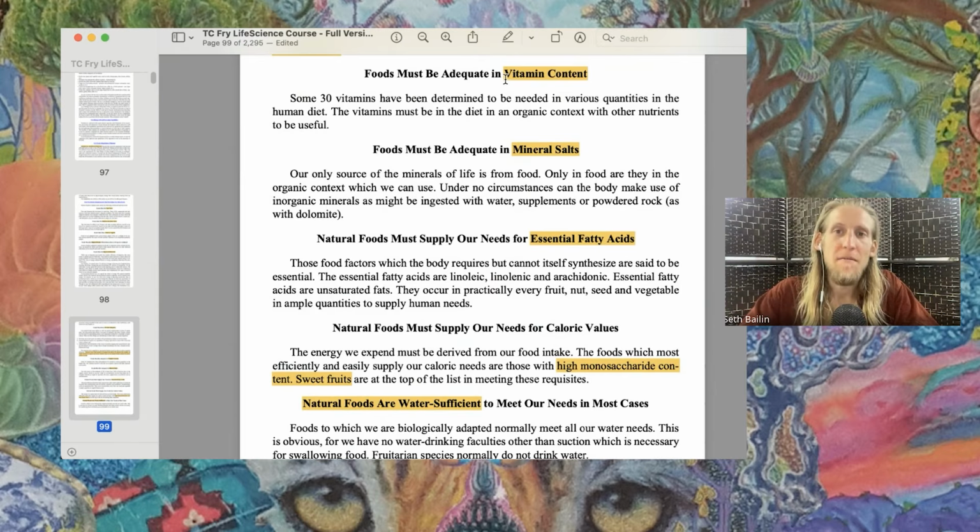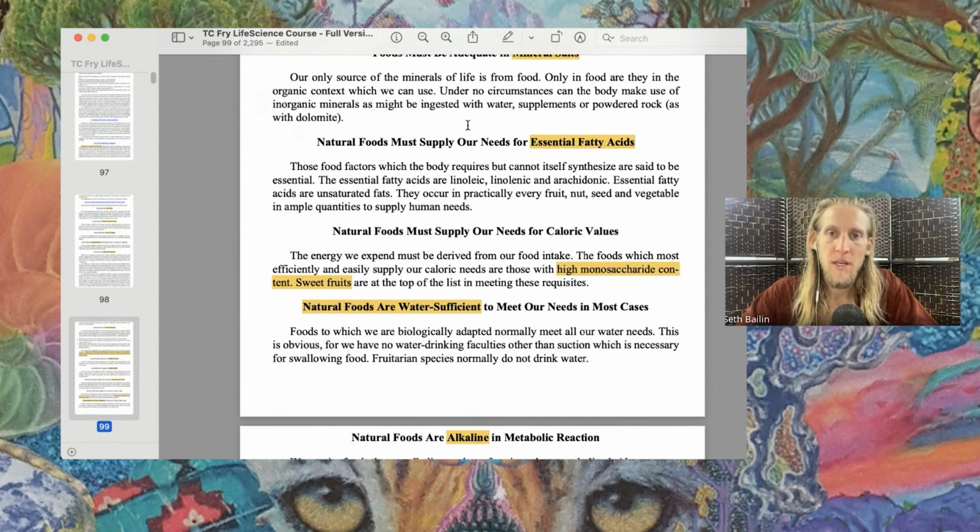Foods must be adequate in vitamin content. So we'll see that when we cook foods, when we blend them, when we process them further, they lose vitamin content. So that's another reason why raw foods are the best. Foods must be adequate in mineral salts. And they differentiate between organic minerals, which are from plants, and inorganic minerals, which are like supplements or powdered rock.